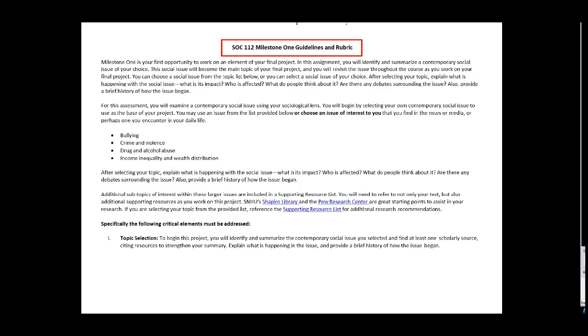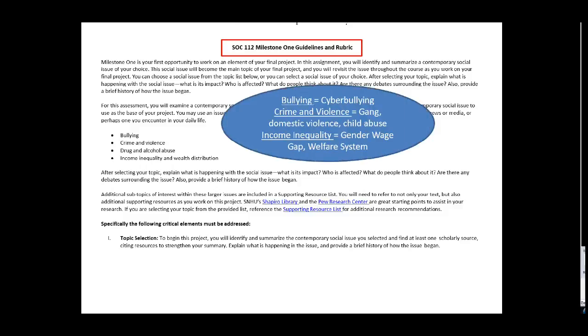So here is your milestone 1 guidelines and rubric. Now we're visiting the actual assignment, the assignment paper, right? So let's talk about picking a topic. These are the 4 that are listed on this actual assignment. And so it's really important that if you chose bullying or crime and violence, if you chose any of these 4, or any societal issue, it's really important that you break this down, that you drill this down further.